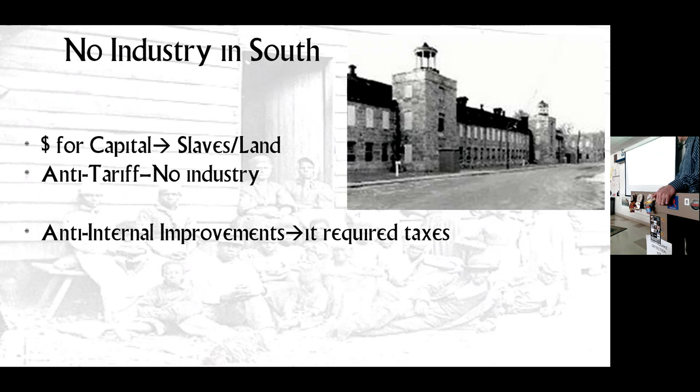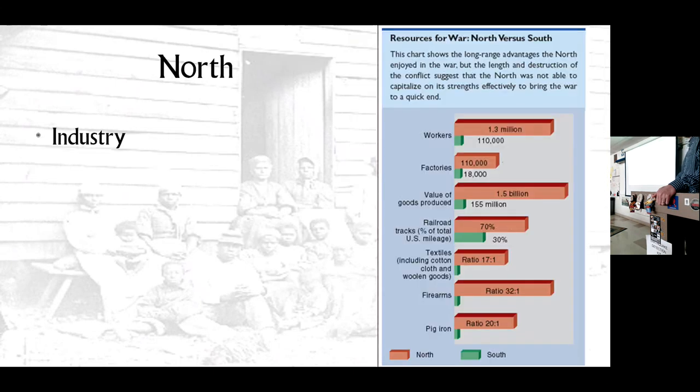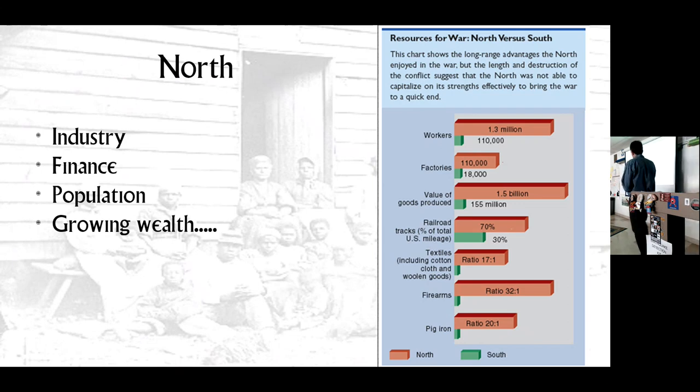Yeah, look at the North. The North has virtually all the industry. And then what goes with it? The finance, the banking, the people, and the sense that the wealth is growing. Now remember, the richest people in the United States are in the South. But there's a feeling that the wealth is in the North. These tables show industrial workers, 1.3 million to 100,000. The value of goods produced, 1.5 billion in the North, 155 million in the South. There was more industry in New York City alone than in all the South combined. And therefore, look at the population. Heck, this might be an issue. Firearms, 32 to 1 in the North. Pig iron.